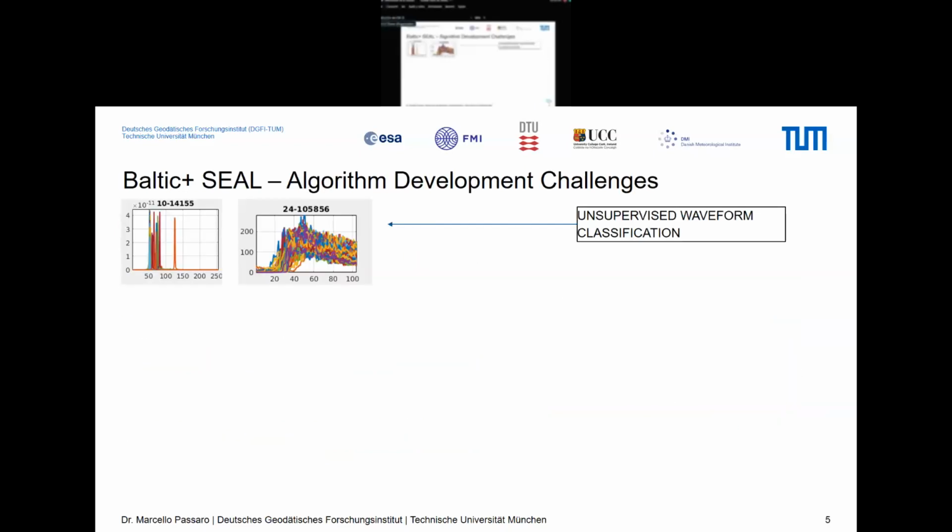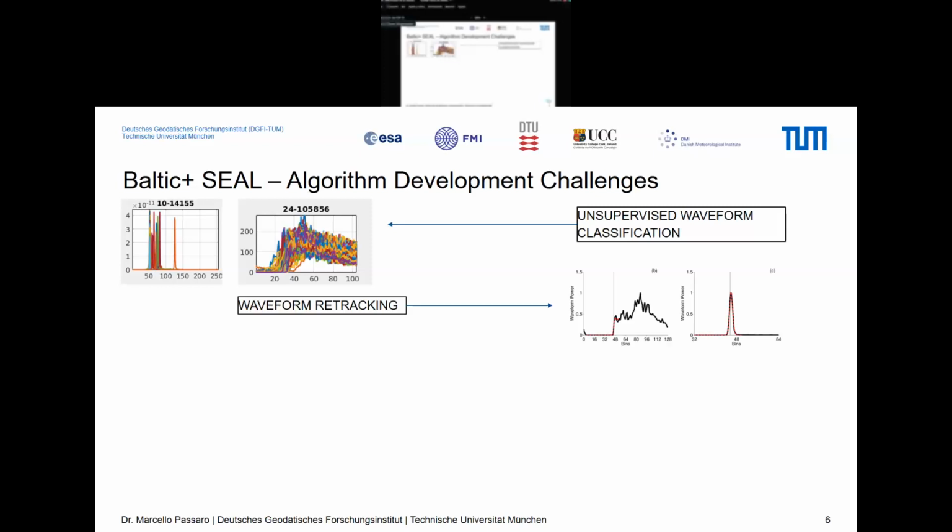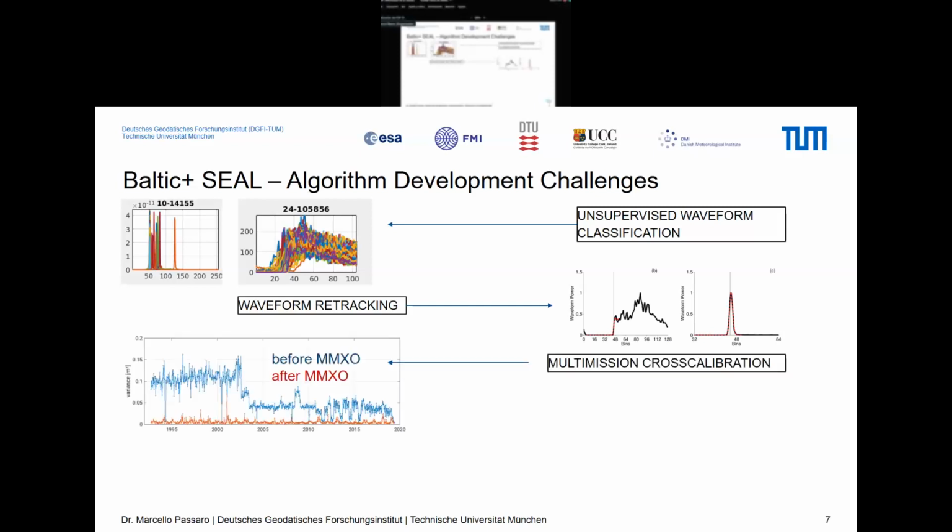Here I list some of these innovations. So first of all, we applied an unsupervised waveform classification, which is done to discriminate between ice and open water and leads. That was done by Felix Müller. He has also a couple of publications on that, so you can check that. I'll show some links in the end. Of course, we applied coastal retracking, like the ACE retracker from Marcello Passaro.